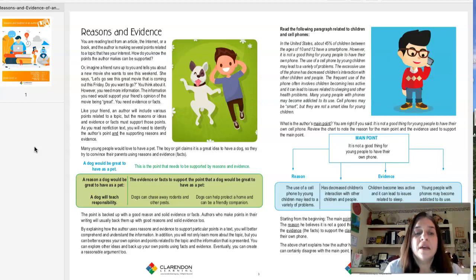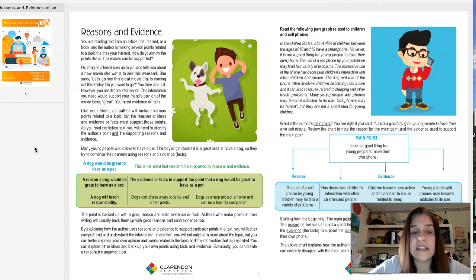So many young people would love to have a pet. The boy or girl claims it is a great idea to have a dog. So they try to convince their parents using reasons and evidence. Remember, the facts to back. So a dog would be great to have as a pet. That's the claim. That's the point they're trying to make. So this is the point, and it has to be supported by reasons and evidence.